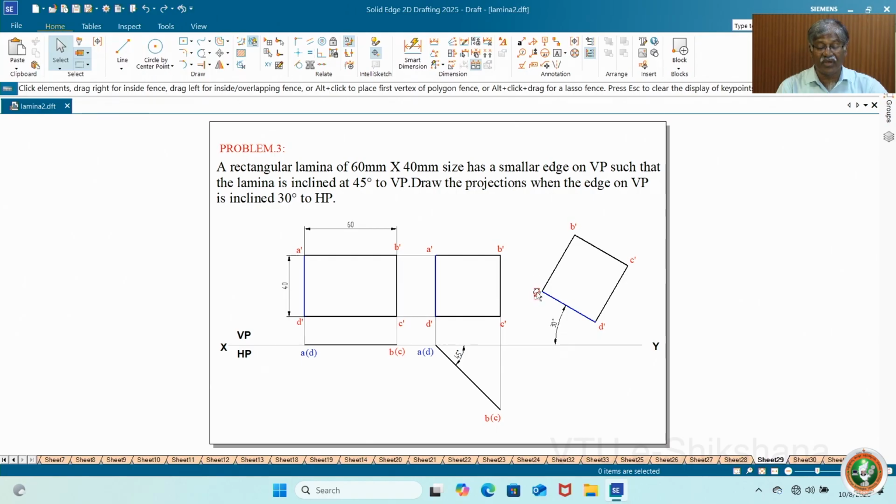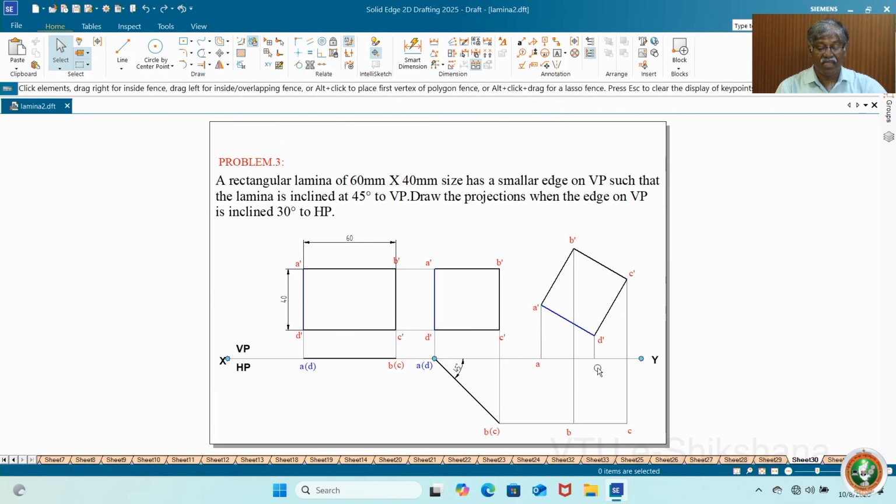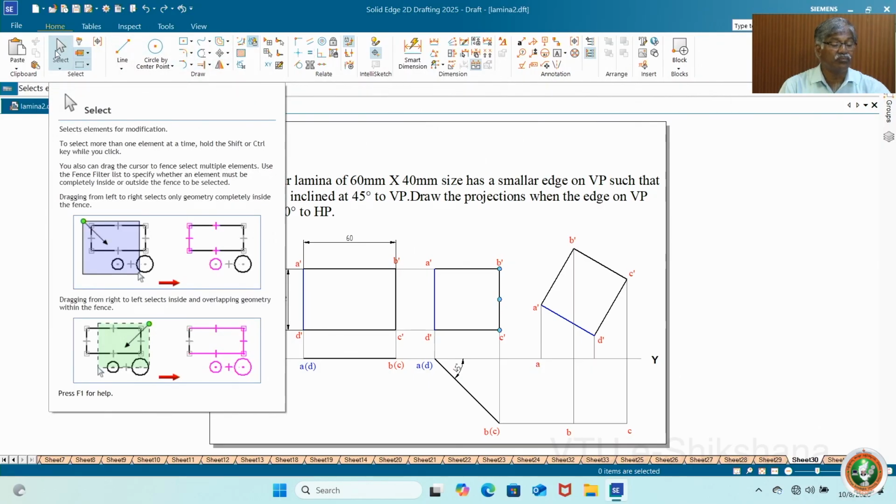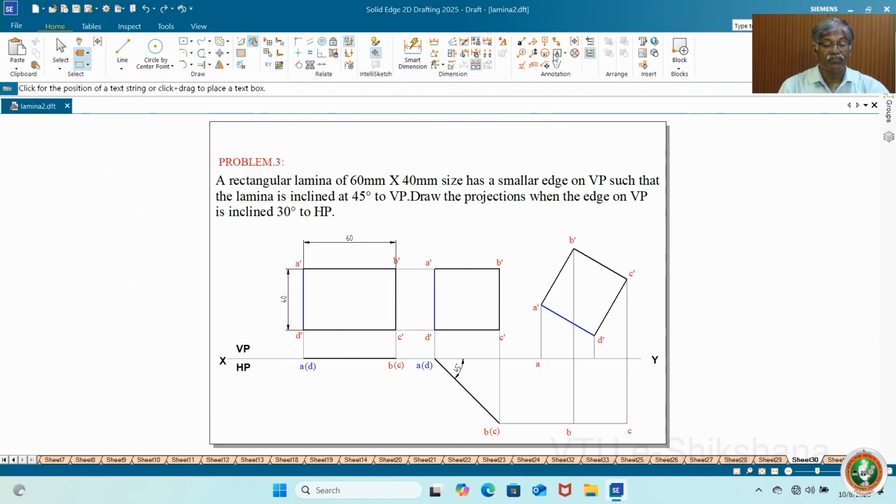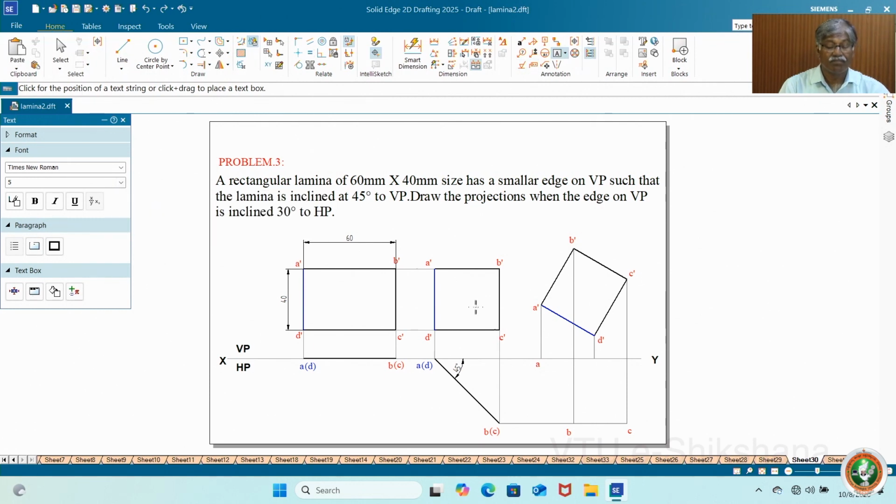So how to get the final front view? Project A dash, D dash only on to XY line because they are on VP, and B dash, C dash to this locus. Project this BC and then get it. See, this is how you project using construction line and get the points. Okay, A, B, C, D. So I got A, B, C, D points.